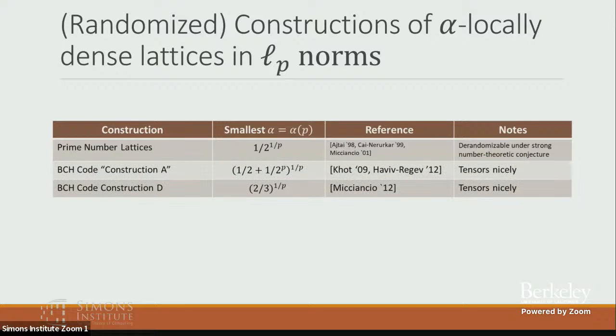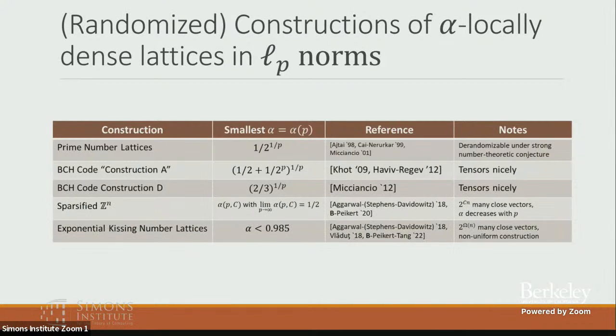Follow-up work constructed locally dense lattices from error correcting codes, specifically BCH codes, and these had the nice property that the resulting lattices tensor nicely, meaning that if you tensor a lattice with itself, then the minimum distance squares. And because of this, it let Daniele and Subhash and others show strong hardness of approximation results for SVP.